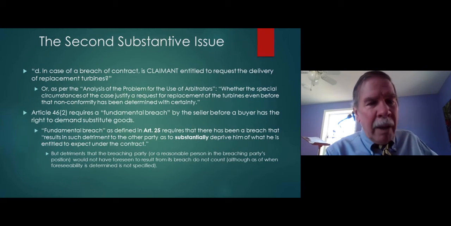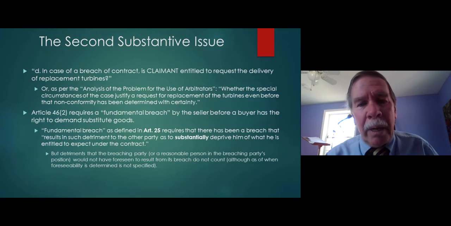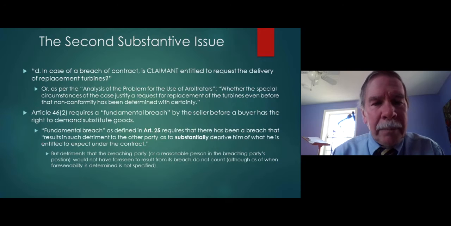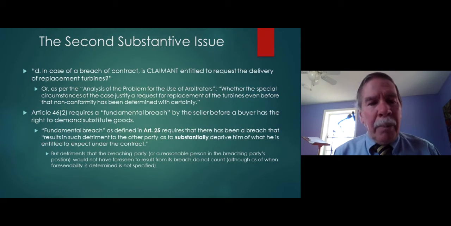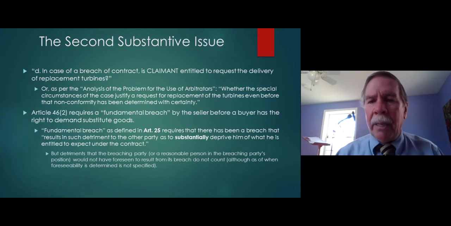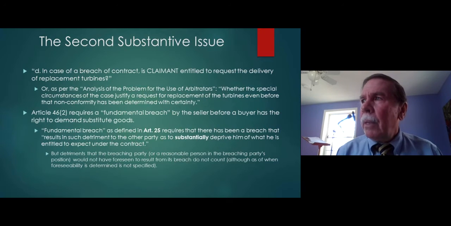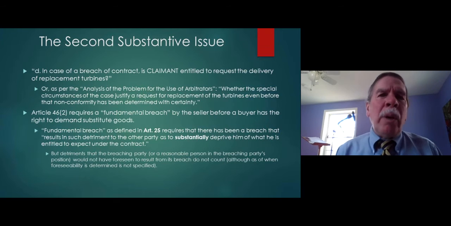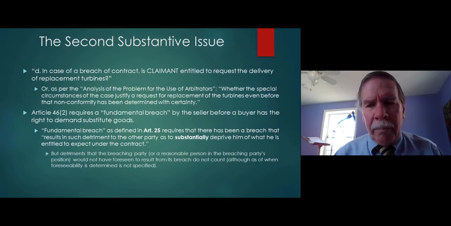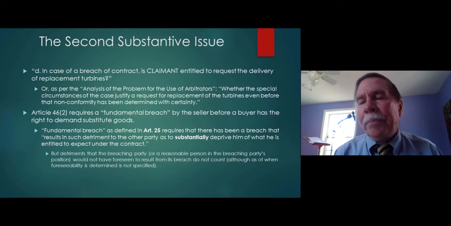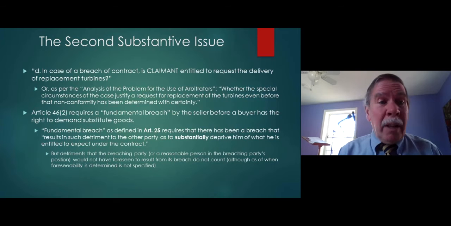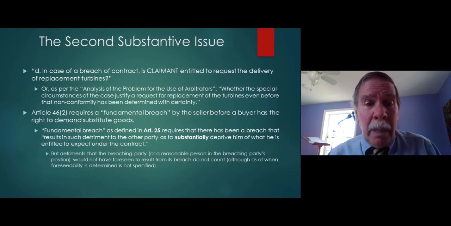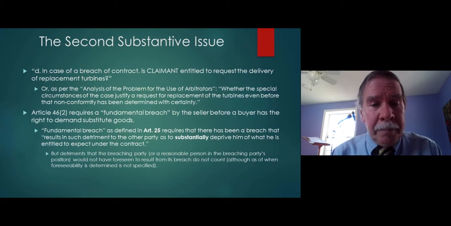Now, putting aside for the moment whether the parties have eliminated the possibility of the buyer recovering substitute goods for non-conforming goods, Article 46.2 requires a fundamental breach, which is defined in Article 25 as a breach that, quote, results in such detriment to the other party as to, and here's the quite important word, substantially deprive him of what he's entitled to expect under the contract. So if there's a breach that hurts the buyer only a little bit, that only in a minor fashion deprives the buyer of what it is entitled to expect, that would not be a fundamental breach. It would still be a breach, and there still would be some remedies available, but substitute goods would not be available, and avoidance of contract would not be available, but other remedies would be available in that case.